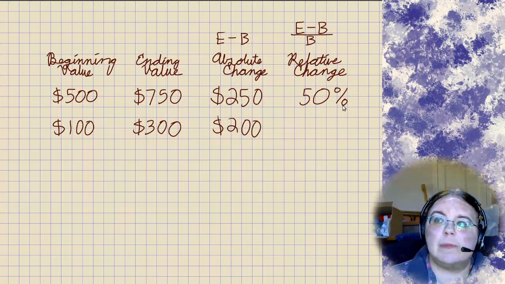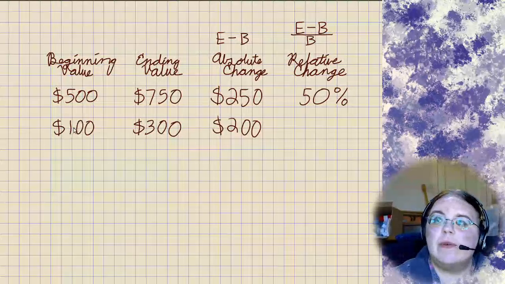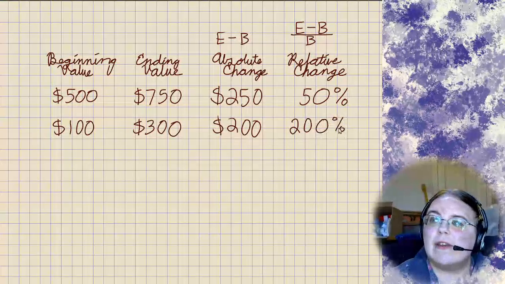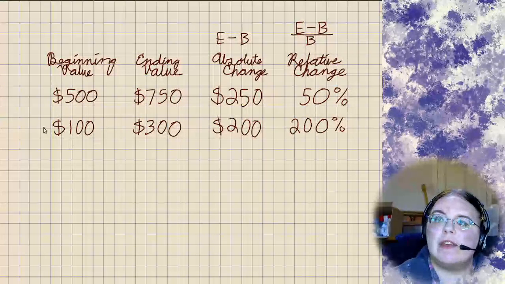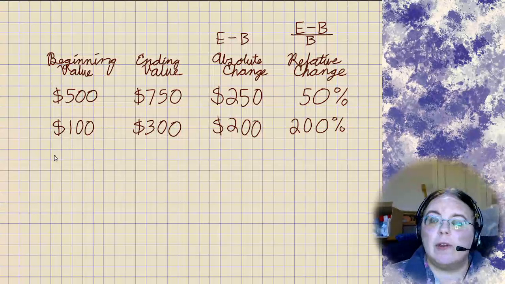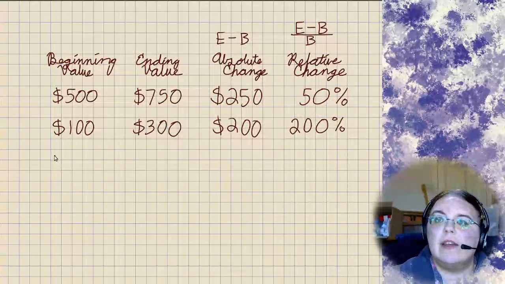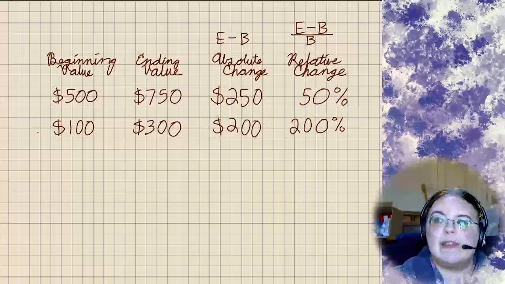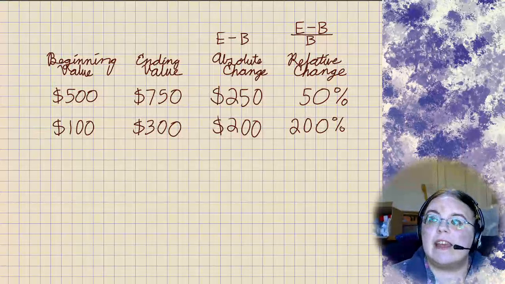Definitely a respectable investment growth. On the other hand, this absolute change of $200 when divided by the beginning value $100 gives 2 or 200%. So that investment grew by 200% of the initial value, a much better percentage rate of growth. So if I were going to invest some money, I would probably ask that second investor for some tips about what they look for in a company, because I see that they got a very impressive relative growth on their investment. So that's a way you can use this.